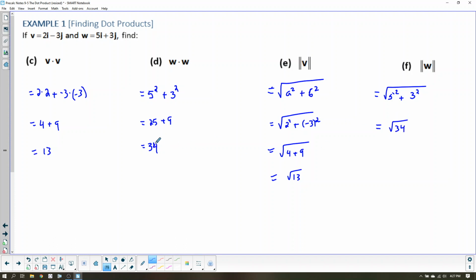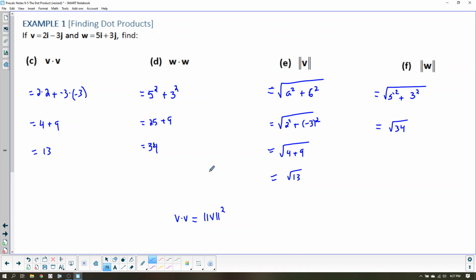This is the square root of that. So another way to write this is if we do v dot v, if you do the dot product with itself, it's the same as this thing squared. It is the magnitude of the vector squared.